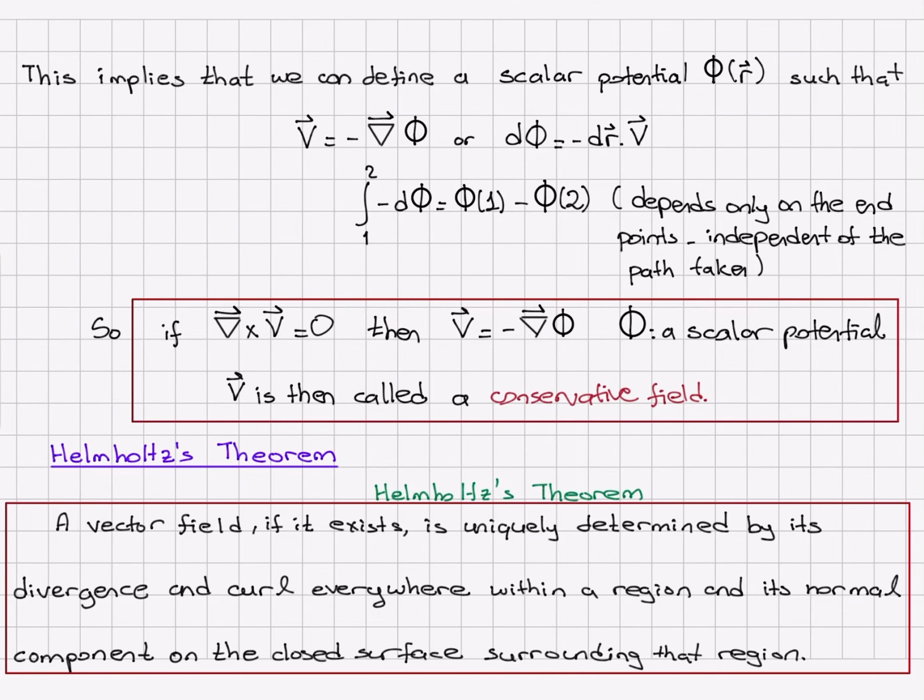Helmholtz's theorem. This theorem states that a vector field, if it exists, is uniquely determined by its divergence and curl everywhere within a region, and its normal component on the closed surface surrounding that region. So we must have a region in which divergence and curl are known everywhere, and we should know the normal component on the closed surface surrounding that region.